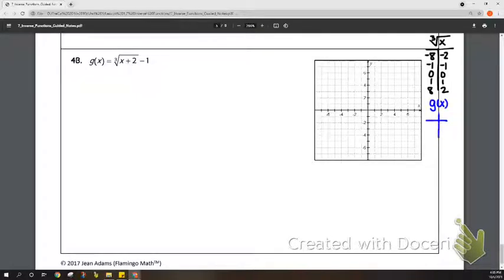my transformed graph, what are we going to do to our x's? Well, it says x plus 2. Remember, we do the opposite, so subtract 2. And then it says we have a minus 1 at the end, so we're going to subtract 1 from the y's. So we're going to take all of our x's and subtract 2. Take all your y's and subtract 1. And then graph those points.